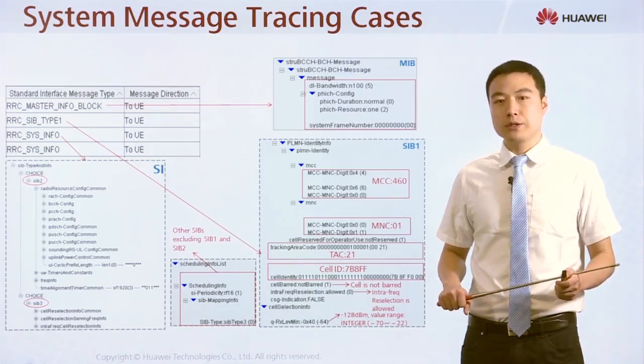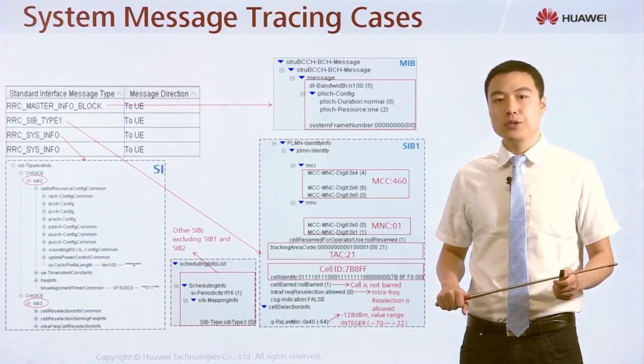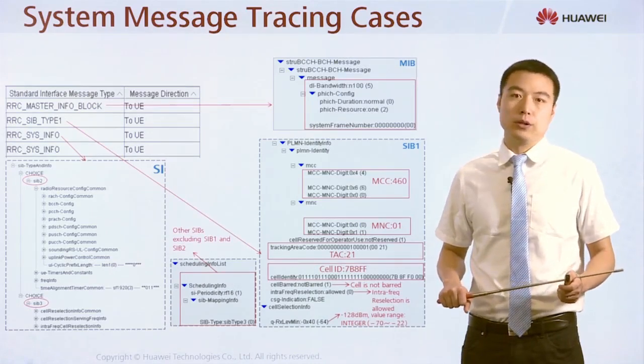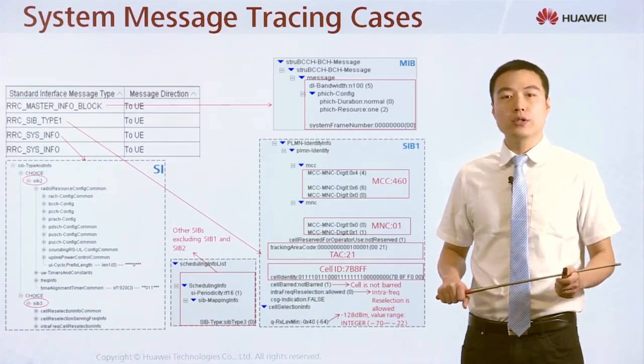But this information is very important for the UE. UE must use this information to connect with the network. But how does the UE know this information if we configure it on the network side?